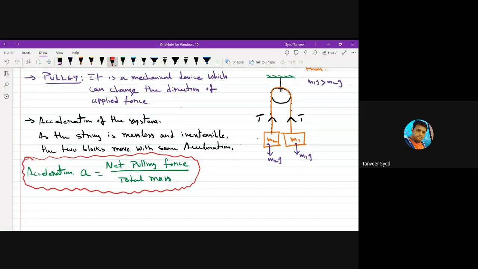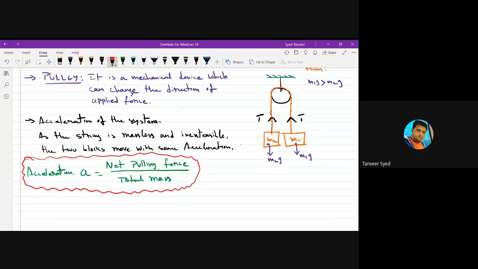Not only pulley block systems, wherever you need to find the acceleration of a given system or connected bodies, like blocks in direct contact, or blocks connected with strings moving horizontally, moving vertically, or blocks connected with strings running over pulleys, we apply this formula. Acceleration is net pulling force by total mass.